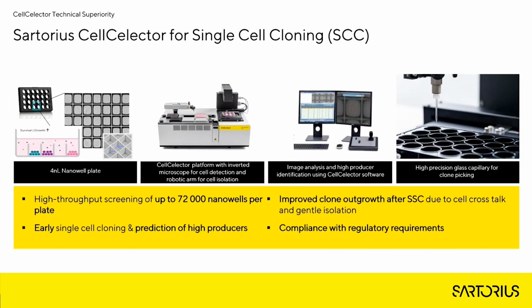Now we want to focus on the Sartorius cell selector for single-cell cloning. The whole system consists of several parts. First, the nanowell plate, comprising thousands of 4 nanoliter nanowells at the bottom of each of these 24 wells.